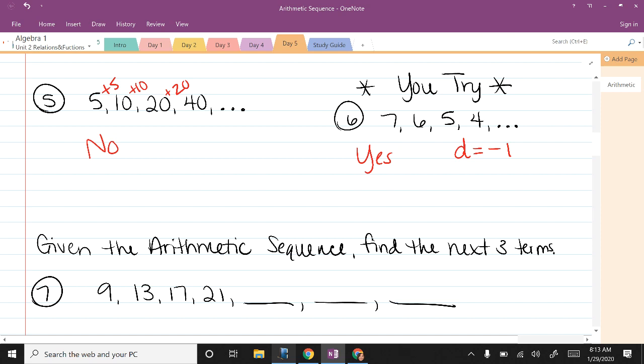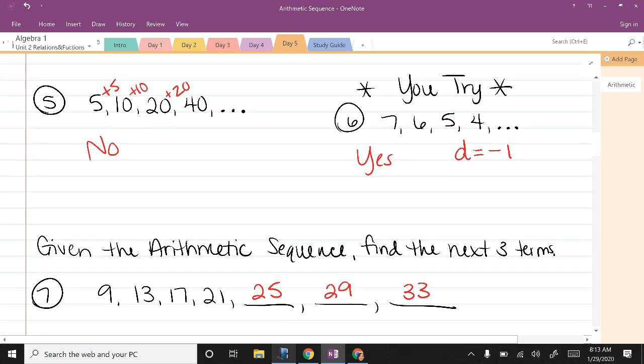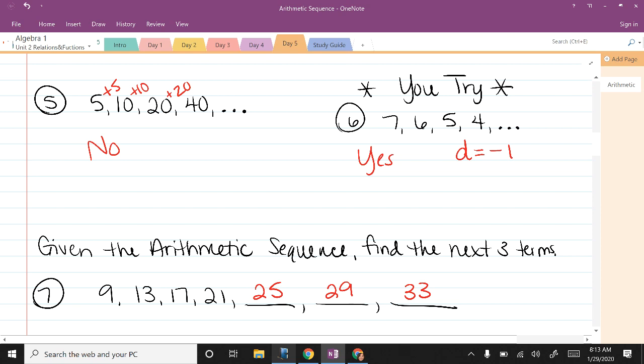9, 13, 17, 21. What's the common difference going on here? They're adding 4. So after 21, I add 4 and get what? 25. And then I add 4 and get 29 and add 4 and get what? 33. Any questions there? Do y'all see a pattern here? Then they start ending with the same number. Y'all see that?